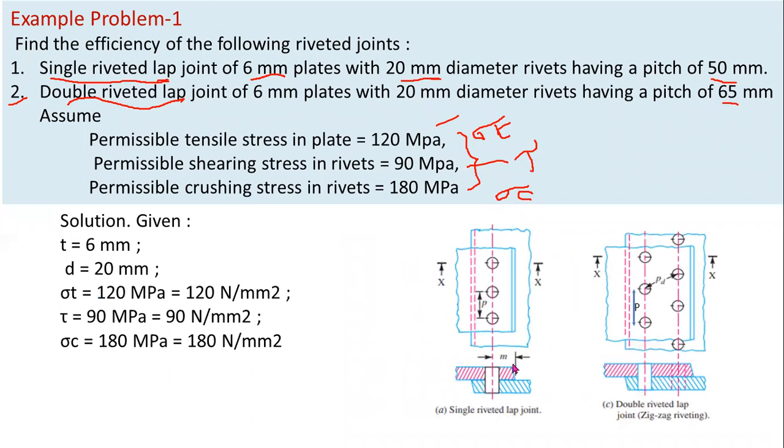Now, this is a single riveted lap joint. Here the pitch P equal to 50 mm for case 1 and 65 mm for case 2, which is a double riveted lap joint. The given data is 6 mm thick, diameter 20 mm, and tensile stress sigma T equal to 120 megapascal, that is 120 newton per mm square, since 1 megapascal equals 1 newton per mm square. Shear stress tau equal to 90 megapascal and crushing stress sigma C equal to 180 megapascal, that is 180 newton per mm square. These are the given values. This one is case 1, this one is case 2.